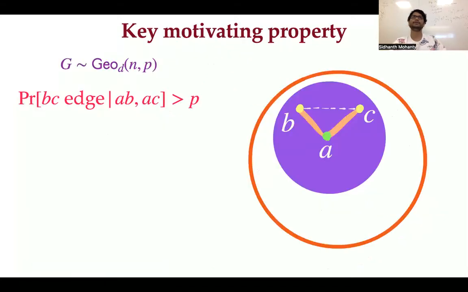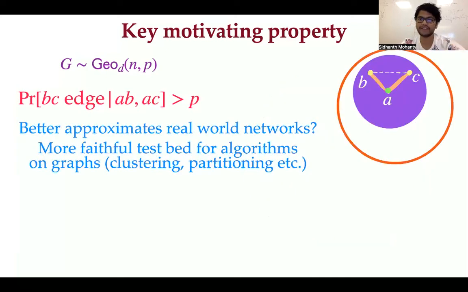So now let's get into the motivations for studying this new model of random geometric graphs. So actually the key motivating property that's present in random geometric graphs, but not in the more standard Erdős-Renyi graphs is the following. So if I tell you that two vertices B and C are both connected to a vertex A, then actually the probability that there is an edge between B and C goes up. In particular, it's greater than p.